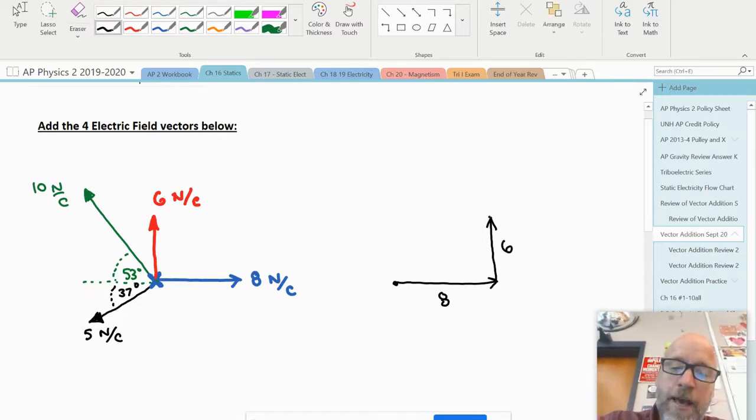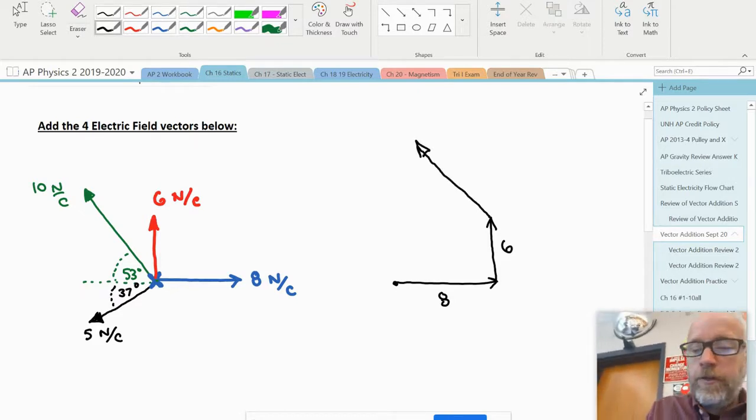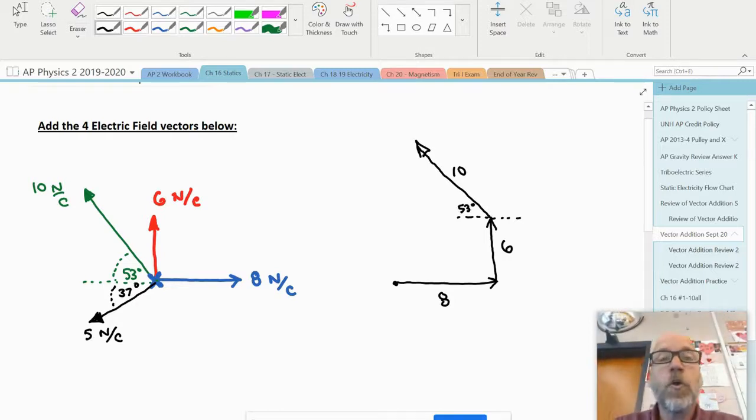I have 10 at 53 degrees. And that's going to be 53 degrees as a reference angle, not 53 degrees in the coordinate plane. And lastly, 5 at 37 degrees as my reference angle.